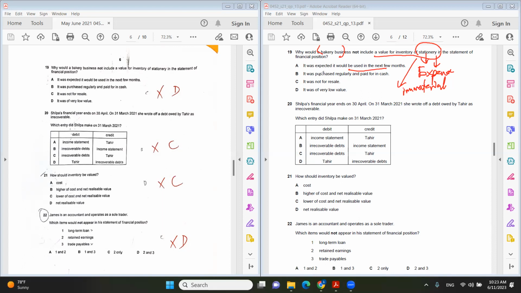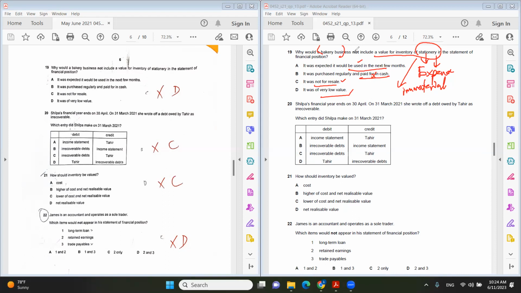Next is that it was purchased regularly and paid in cash. Not necessarily paid in cash; we can buy and owe the supplier. It was not for resale. This one is correct. It was a very low value. For this question, all of these can be possible answers except this one.